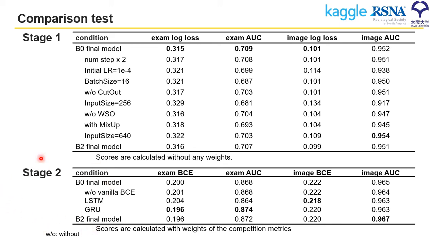This is the result of the stage 2 models comparison. Scores are calculated with weights of the competition metric. The results suggest that the training with vanilla BCE may not be necessary. LSTM and GRU may be able to achieve the same performance as CNN.